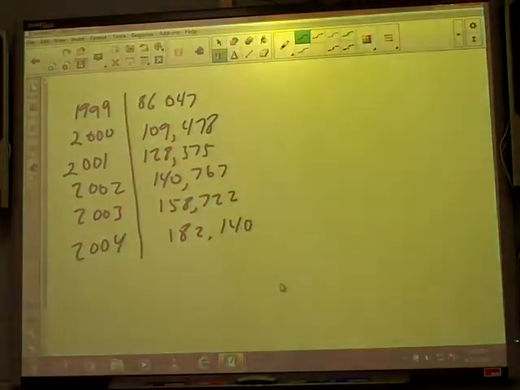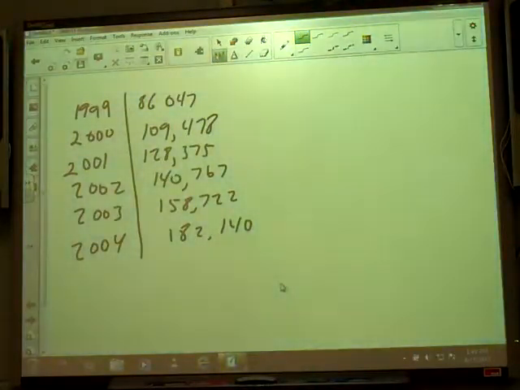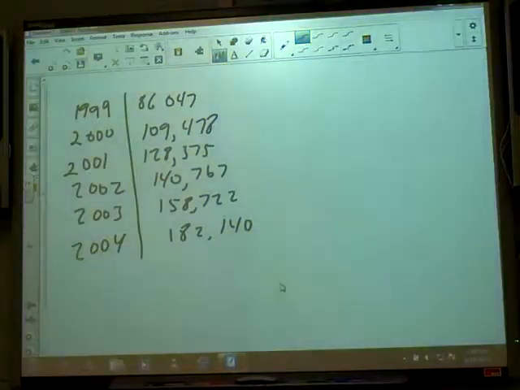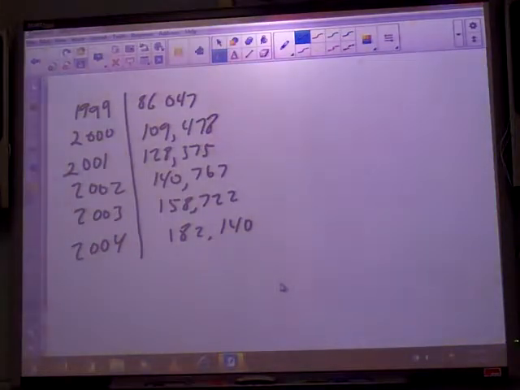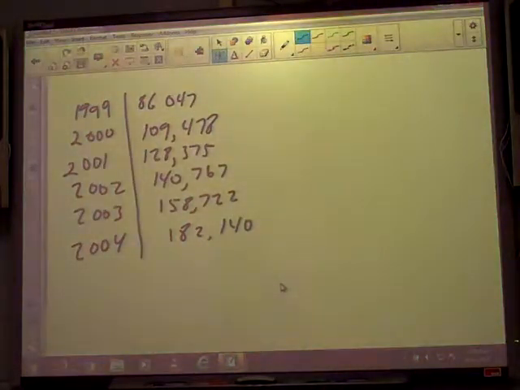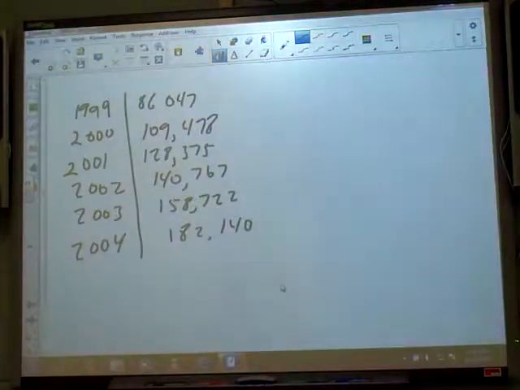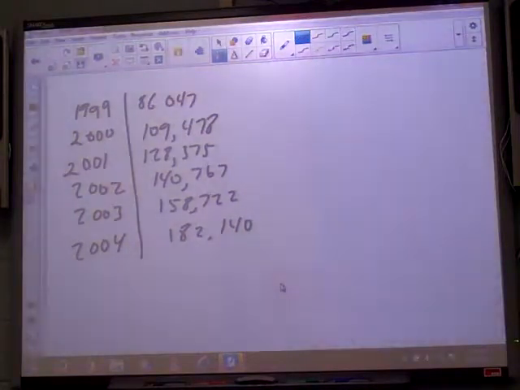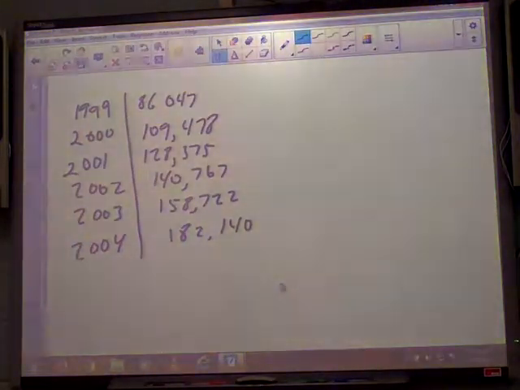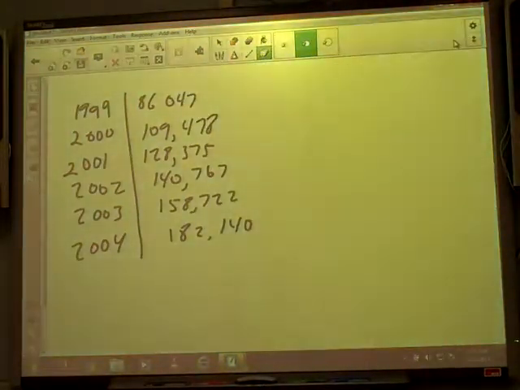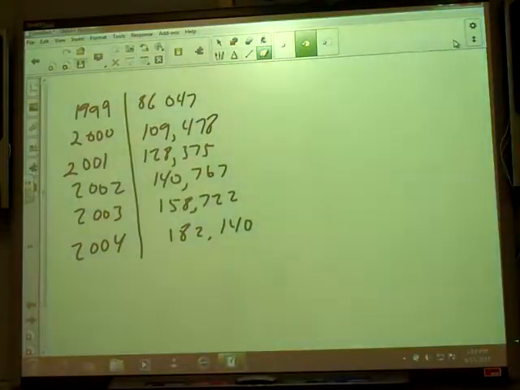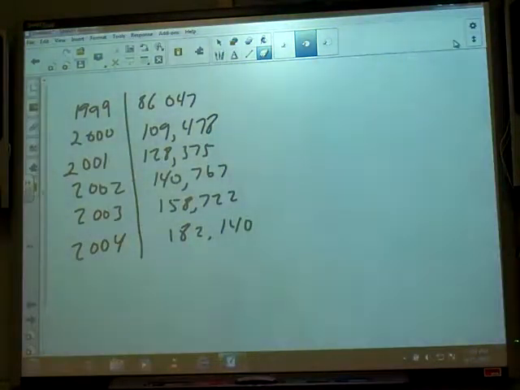All right, what we got here, it says this is the relationship represented by cellular telephone subscribers in that year. So what this is telling us, and this is in 1999, 86,047 people had a cell phone. In 2000, 109,478 people had a cell phone. In 2001, so on and so forth.